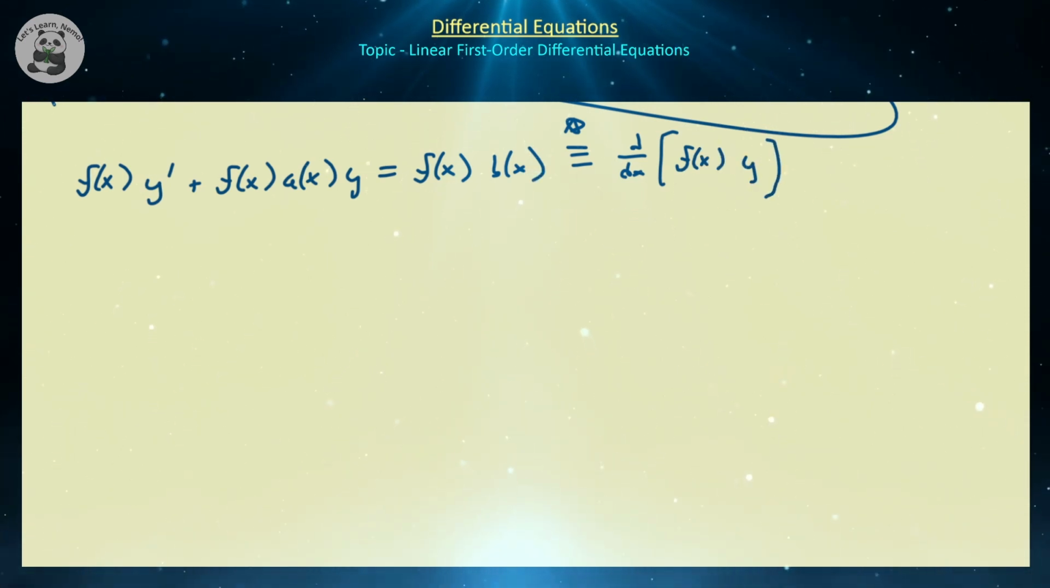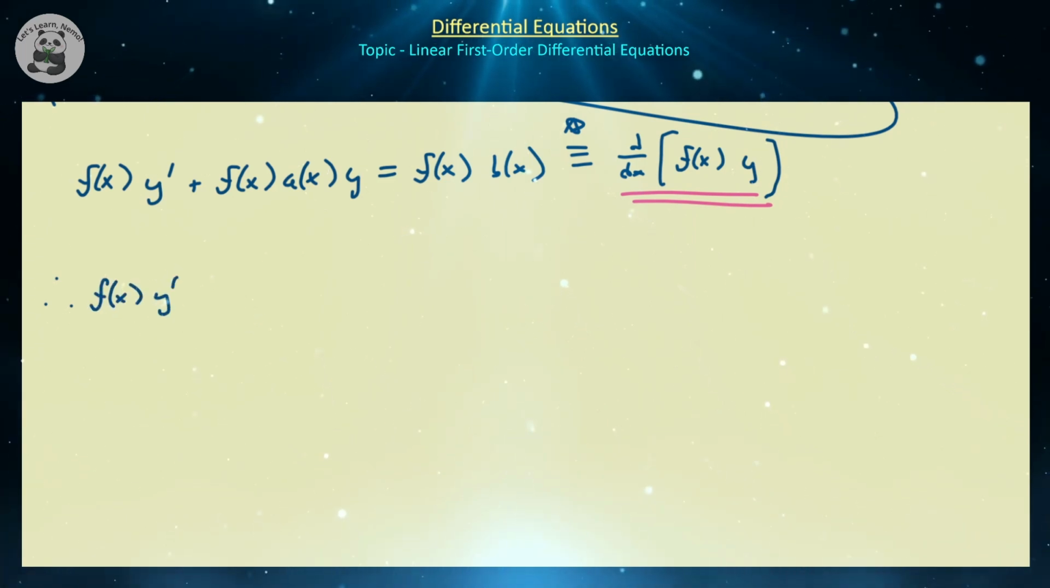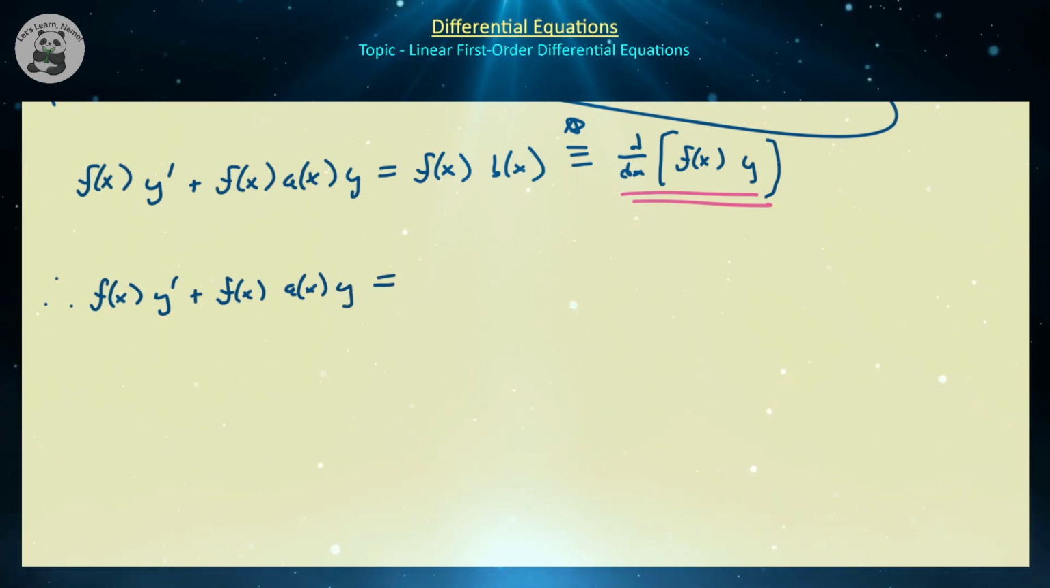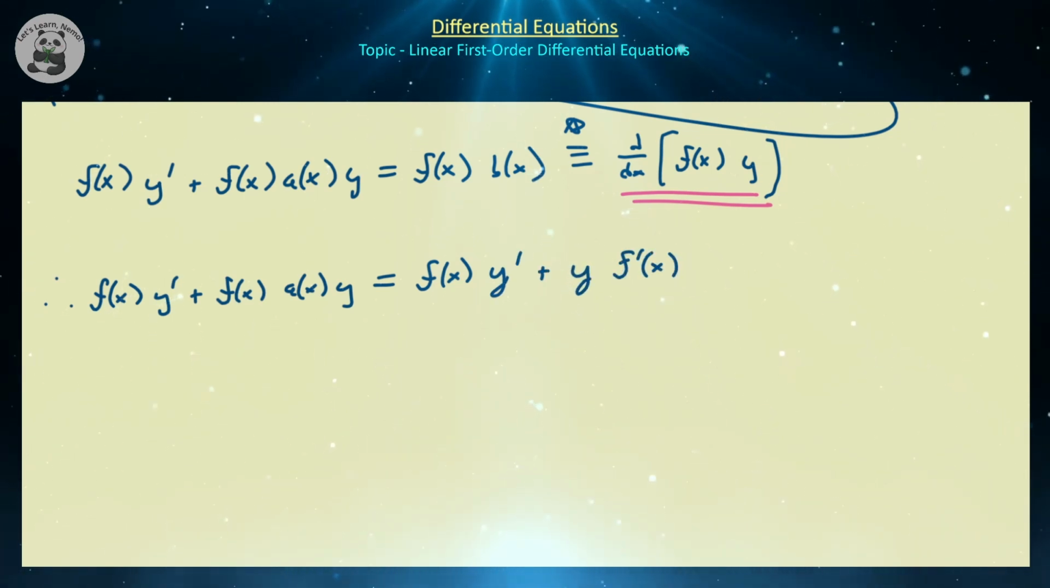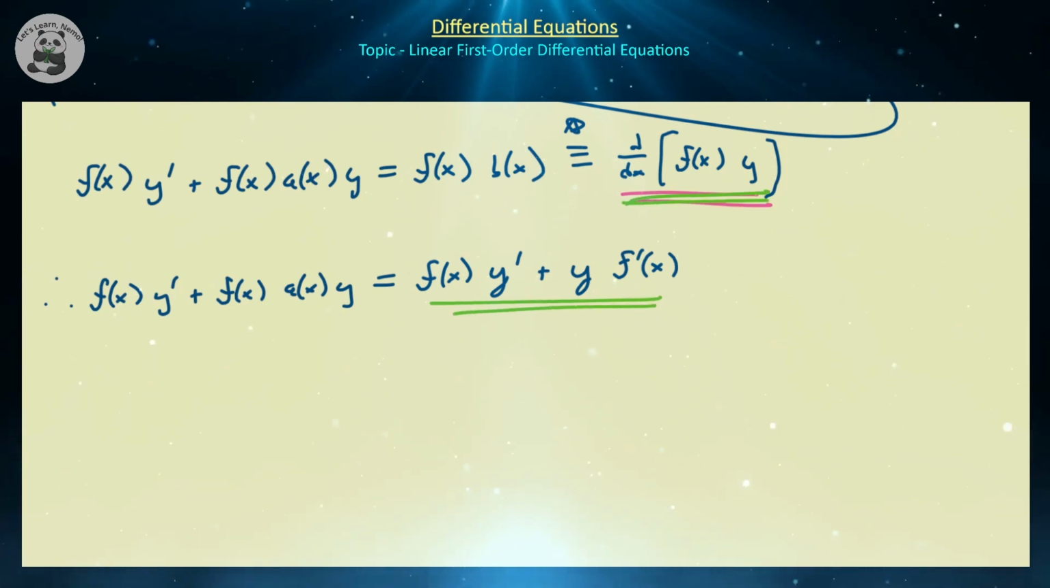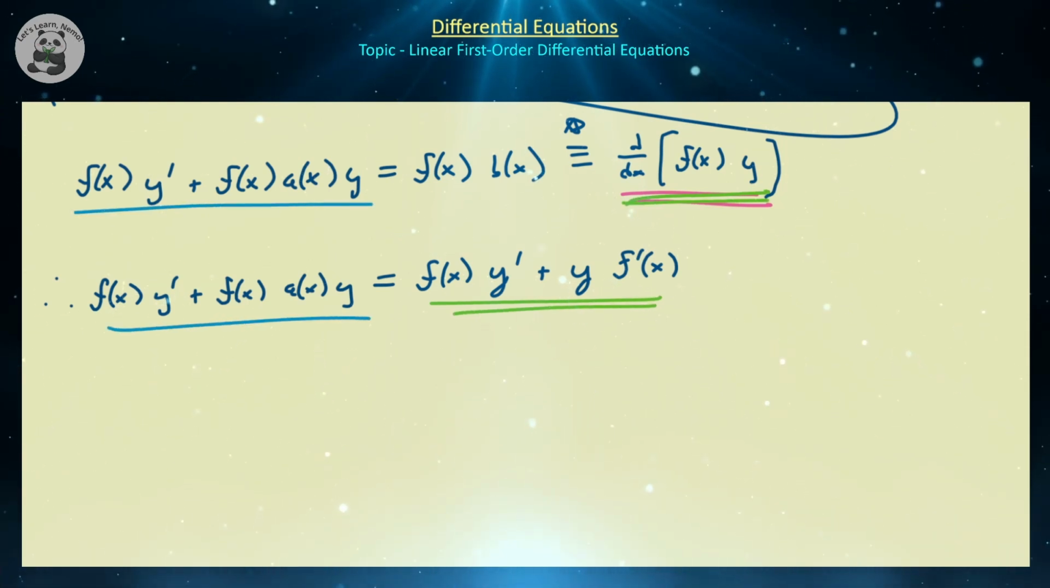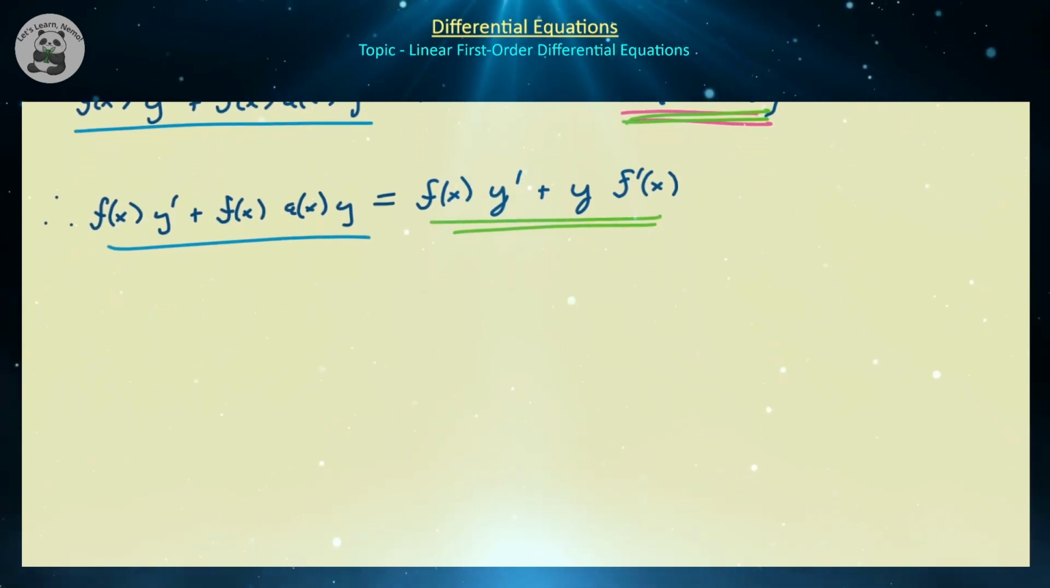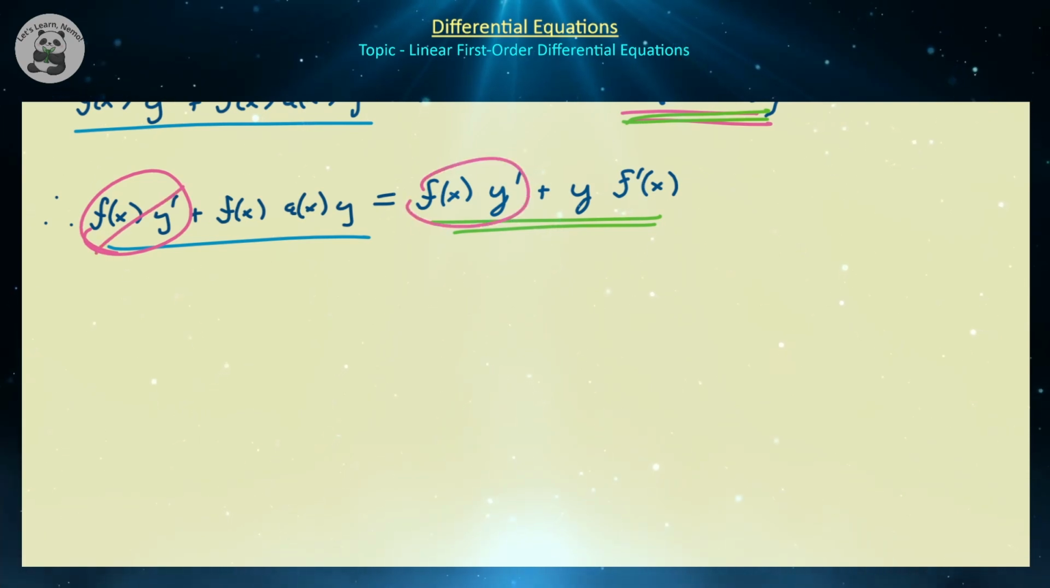So let us look at precisely what that actually should be. The left-hand side would be f of x y prime plus f of x a of x y, and we want that to be equal to the first times the derivative of the second plus the second times the derivative of the first, right? So this is there, and this remains. If you notice, we have something in common on the left and the right. We have an f of x y prime, which is actually pretty nice. And then what are we left with?